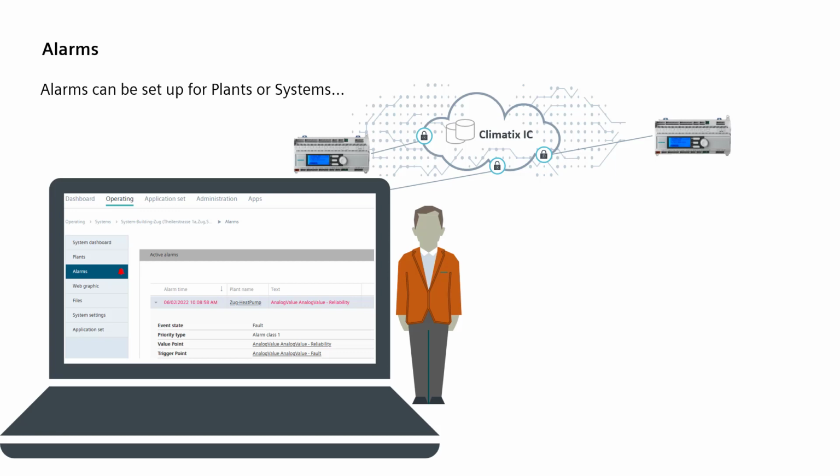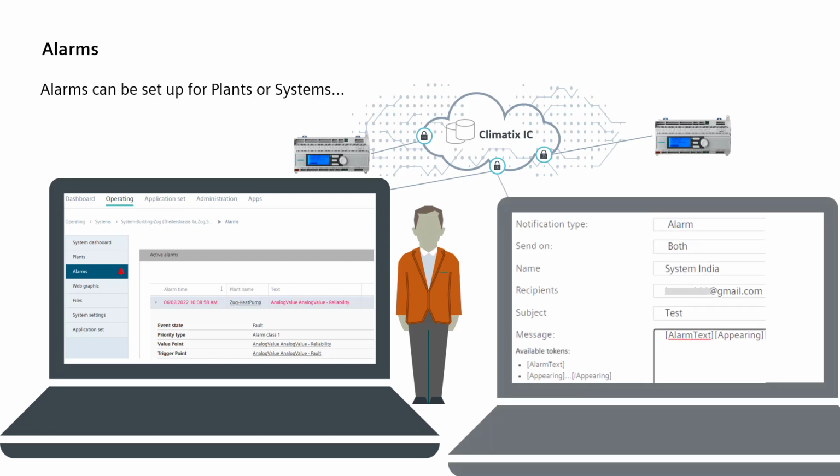The alarm dashboard allows to view active alarms and alarm history for plants or systems. If a system is set up, the alarms are managed by the system and not by the plant. Various alarm messages can be created to send to specific stakeholders. For example, one stakeholder could be the installer who wants to receive critical alarms. Another stakeholder could be the building owner who wants to be informed about the status. As a result, various alarm messages need to be created.